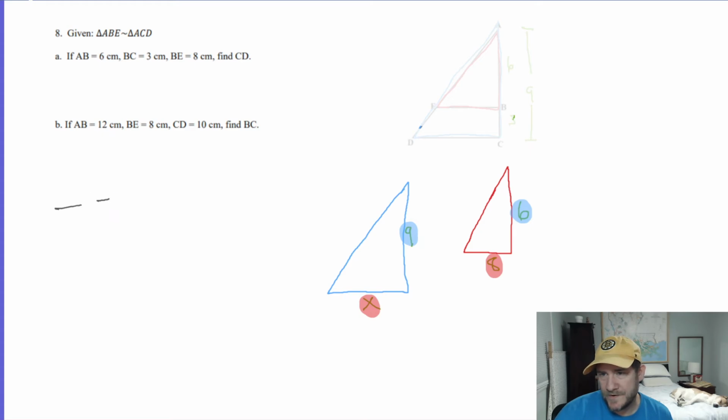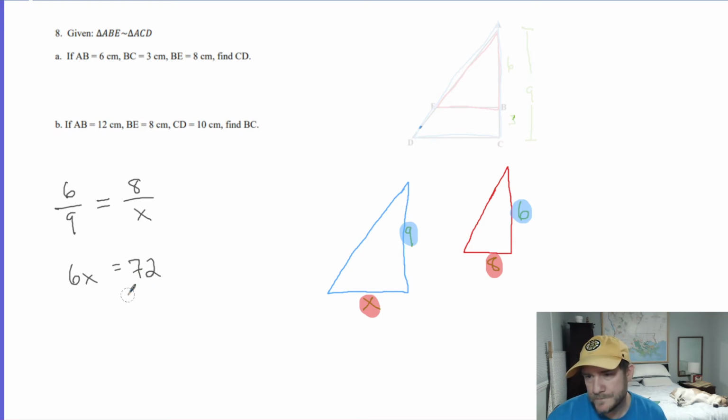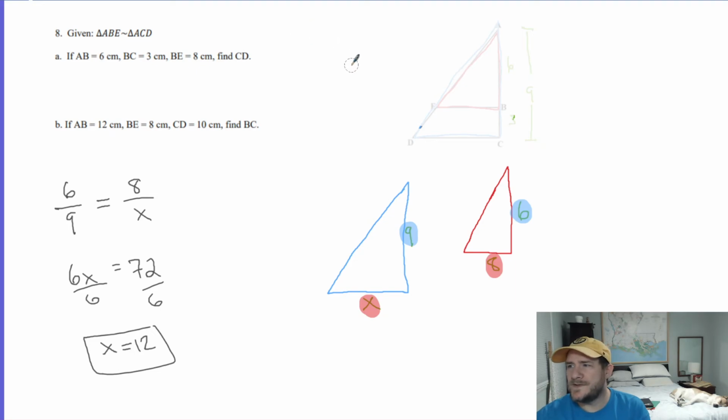Our proportion is going to be the 6 over the 9, and that's going to equal the 8 over the x. So 6 times x is 6x, 9 times 8 is 72. Dividing by 6 gives us an x that equals 12. And that's it. All they wanted was the length of CD. So for this problem, CD equals 12.